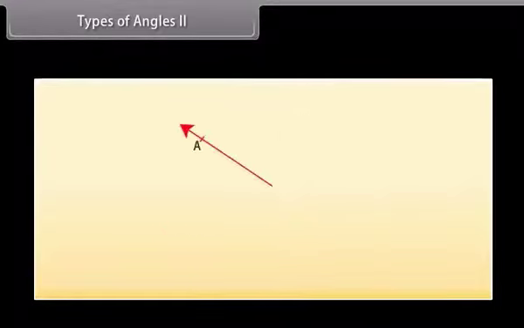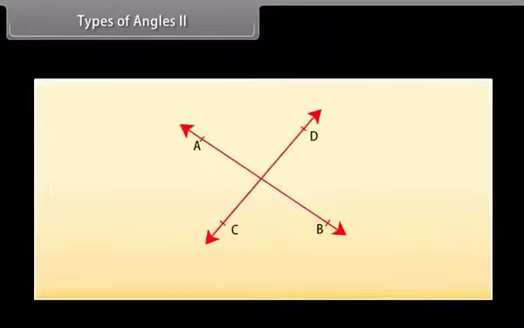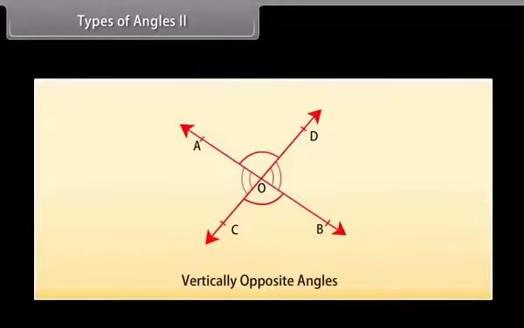When 2 lines, say AB and CD, intersect each other, say at a point O, then the angles formed are called vertically opposite angles. These are two pairs of vertically opposite angles. One pair is angle AOD and angle BOC, and the other pair is angle AOC and BOD.